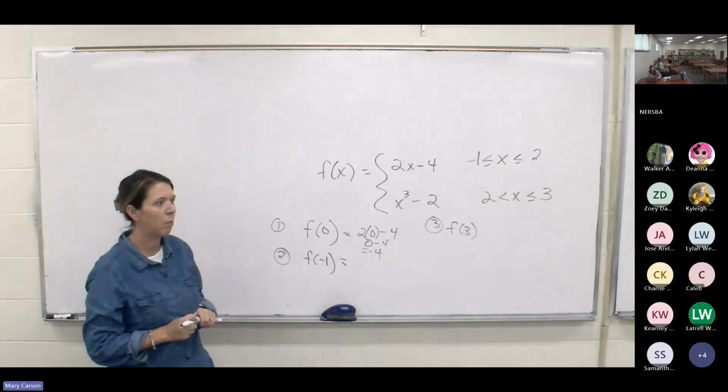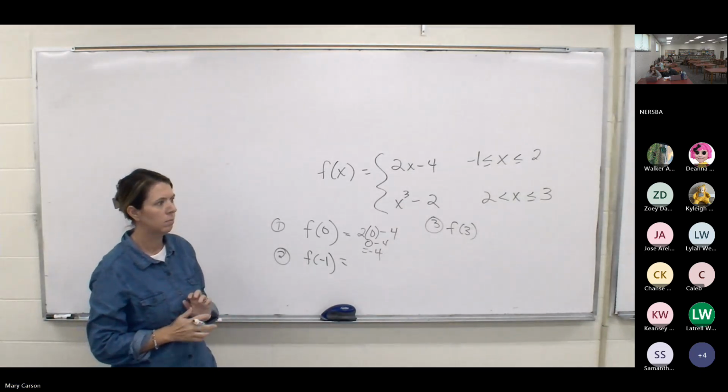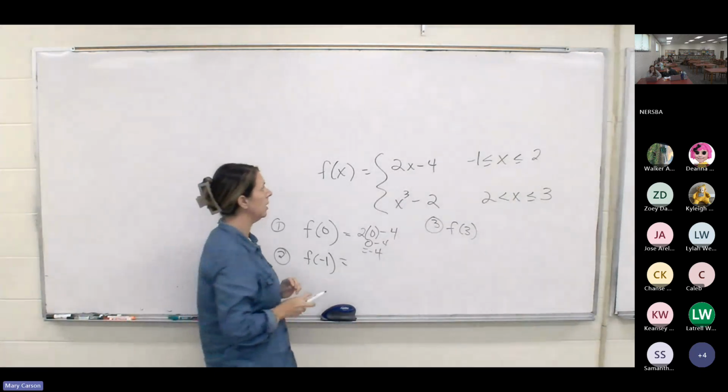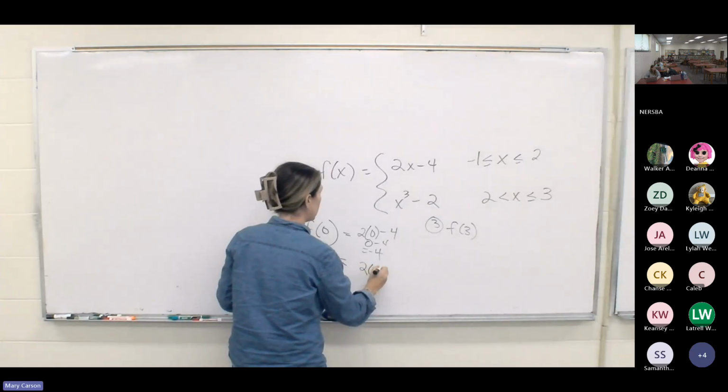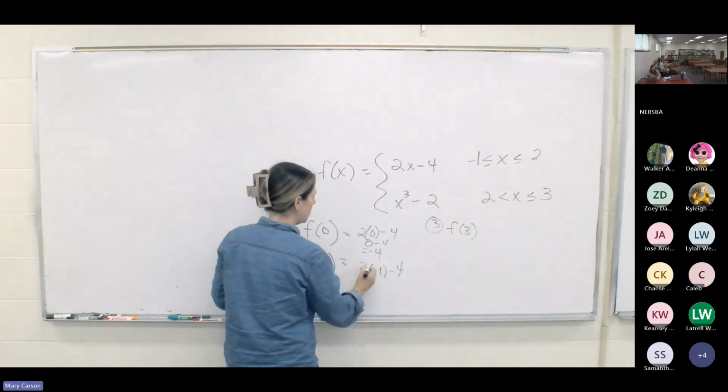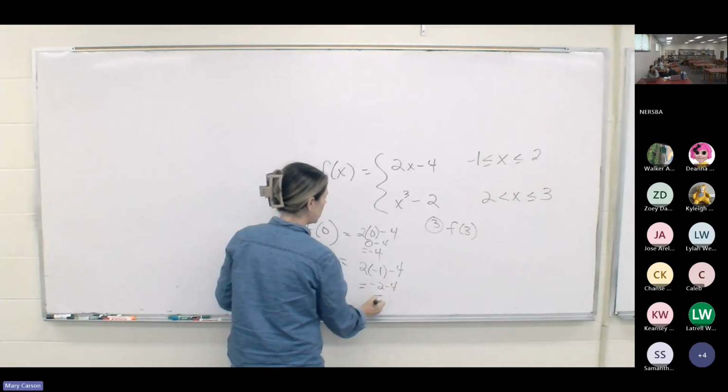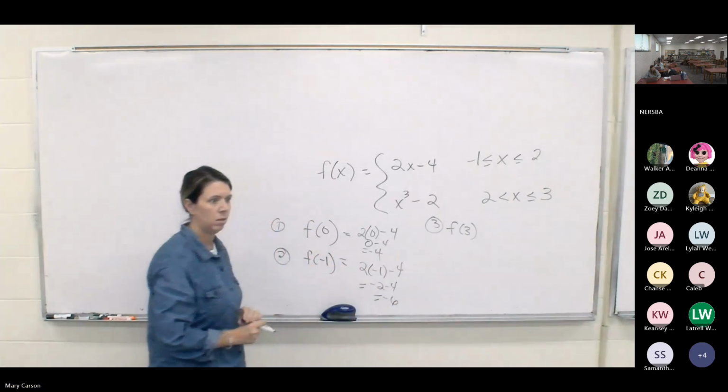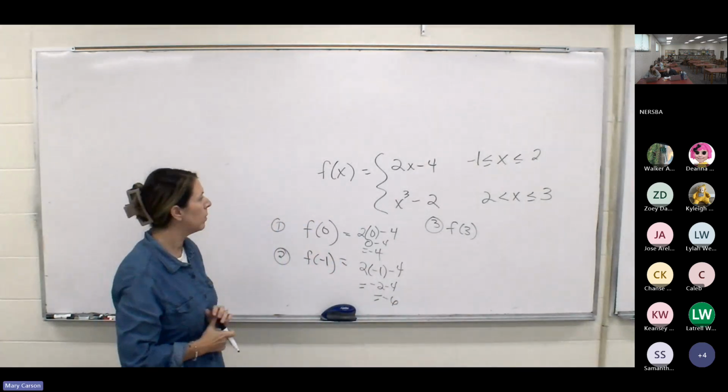All right, -1. Which one are we going to look at for that one? Top one again. You're going to do 2 times -1 minus 4. 2 times -1 is -2, minus 4 is equal to -6. Did I get that? All right, what about the last one?